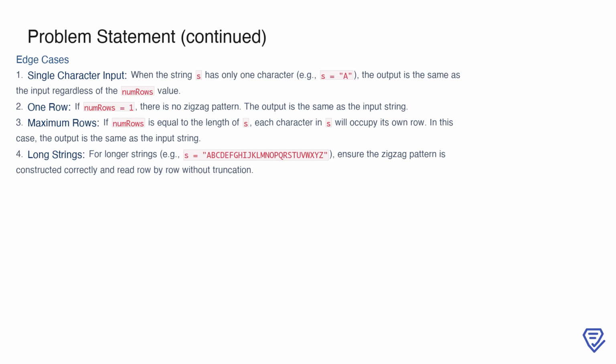For longer strings, such as s equals ABCDEFGHIJKLMNOPQRSTUVWXYZ, it's important to ensure the zigzag pattern is constructed correctly and that no characters are skipped or misplaced when reading row by row. These considerations will help ensure your solution handles all possible inputs effectively.